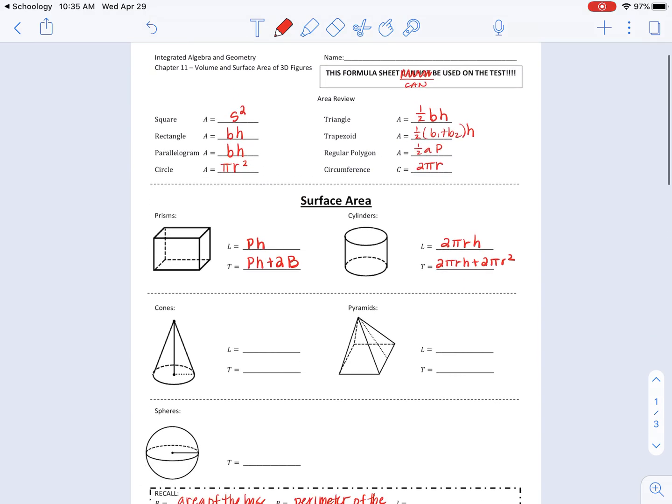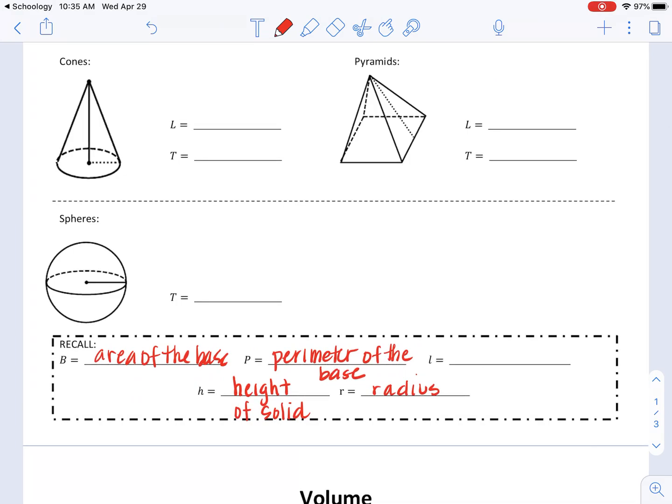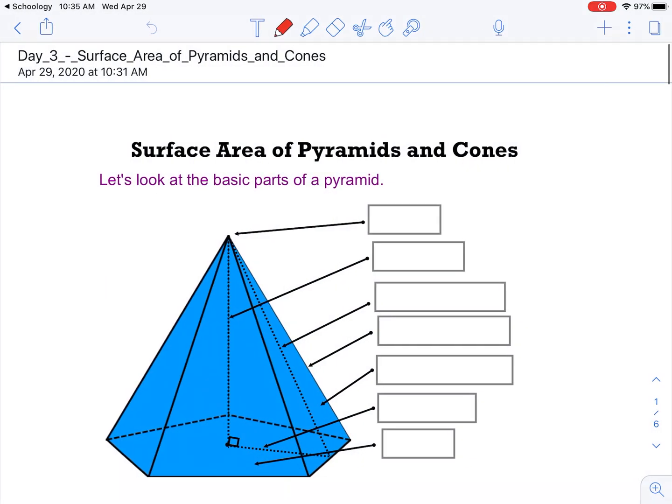Okay, so let's get to today's notes. Today's notes will be adding cones and pyramid surface area. I actually removed spheres from the lesson for time reasons, for e-learning, but we'll add that formula to this also when we get there, just so that you have it. So it's not like you've never seen it before.